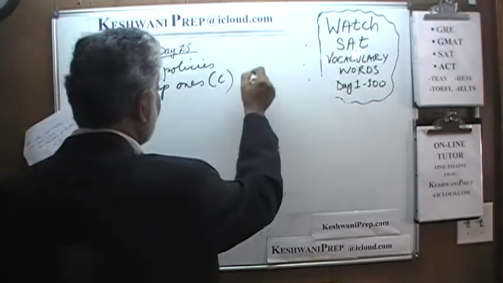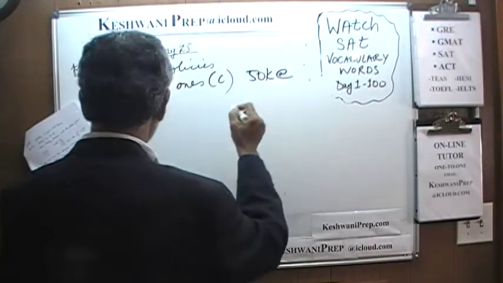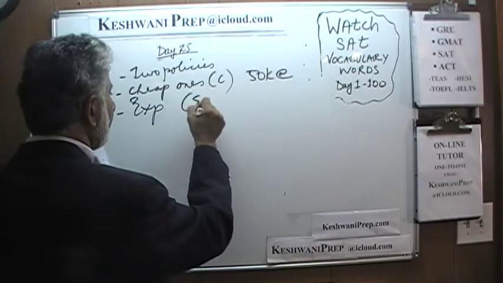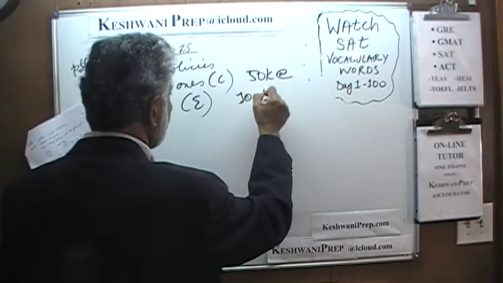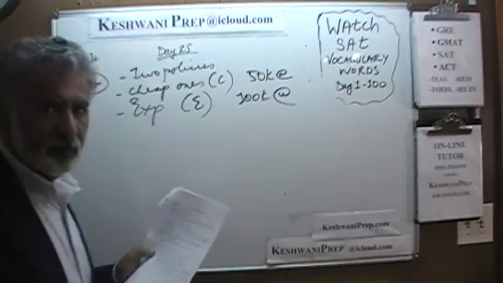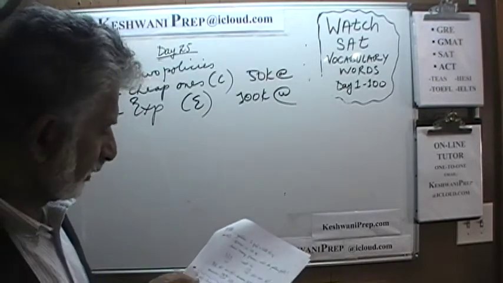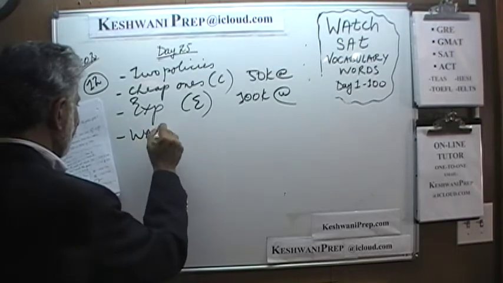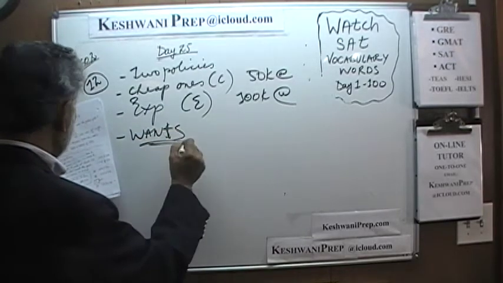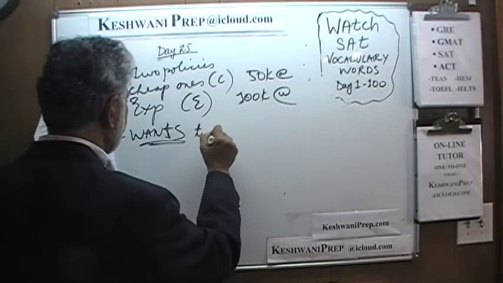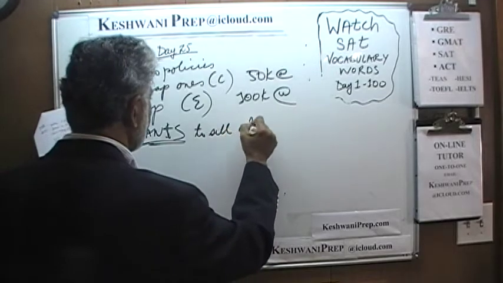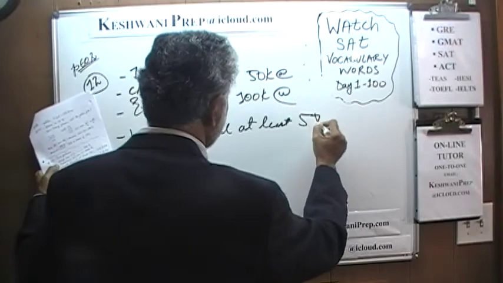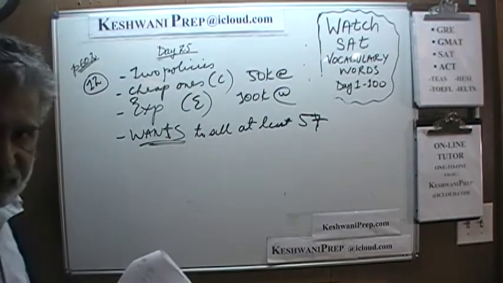And the cheap ones are $50,000 each. And he sells the expensive one, and we're going to call that E. And expensive ones are $100,000 each. And we are further told that he wants to sell at least 57. He wants to sell at least 57 policies.